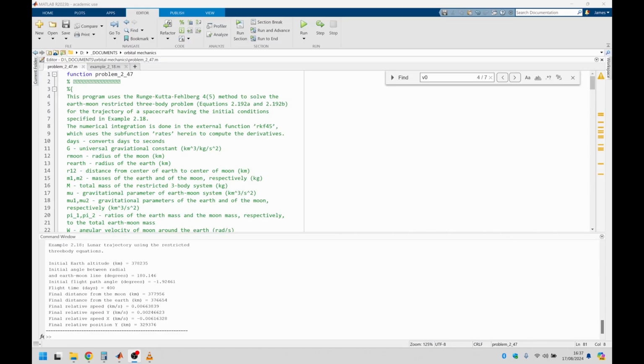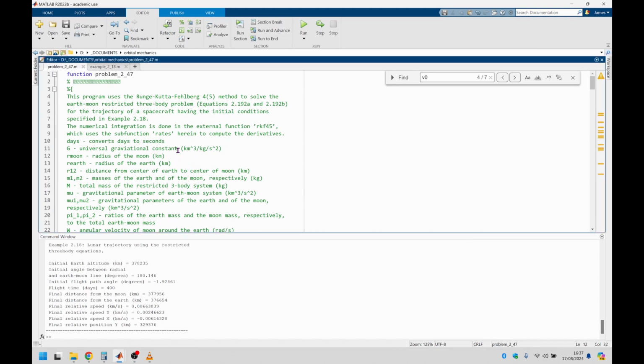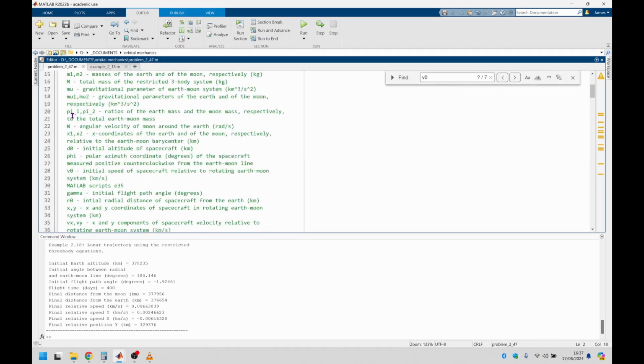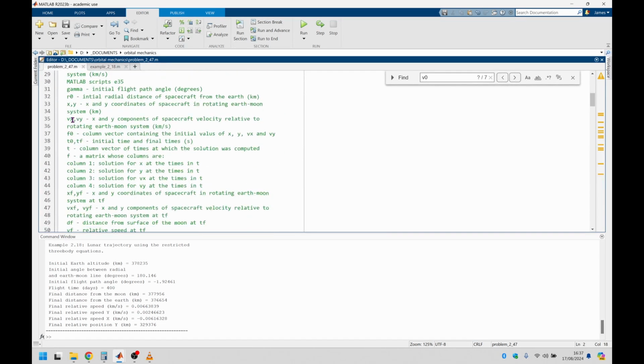So here we are in MATLAB. I have copied the function from example 2.18 to 2.47, and it has all the same parameters. You can read through those. They are the parameters that we've used throughout this series.